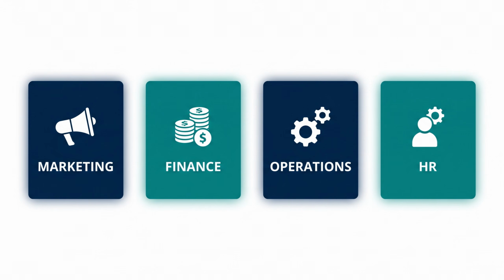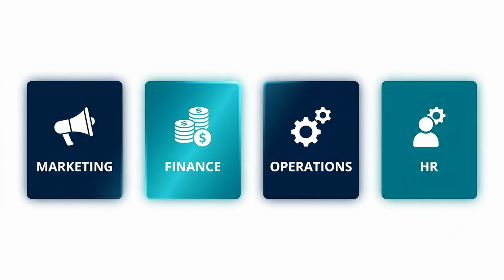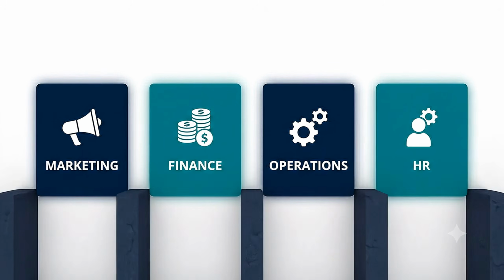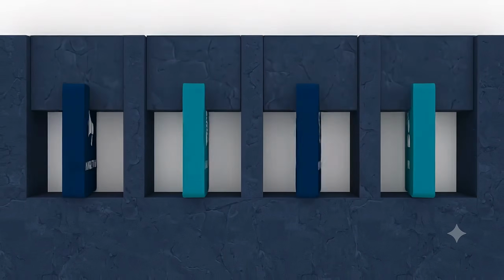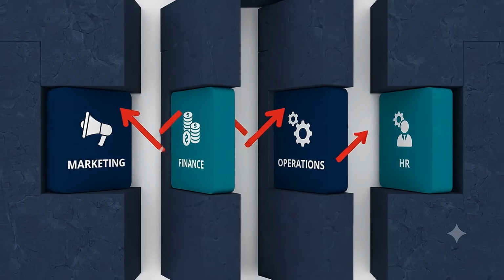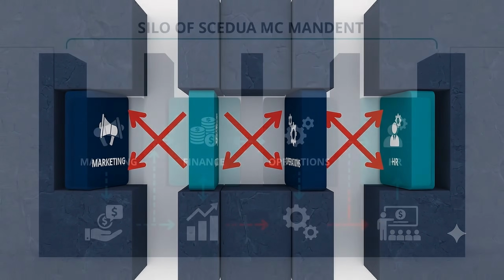Next, the functional structure. This is probably the most common structure you'll come across. As a business grows, it starts grouping people by what they do. You get a marketing department, a finance department, an operations department, an HR department, each one focused on its own area of expertise. It makes sense on paper. Specialists working alongside other specialists, clear lines of responsibility, efficient use of skills.